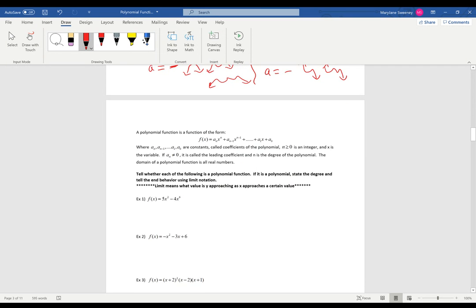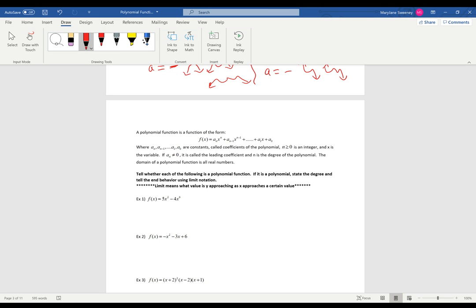Okay, so I say a polynomial is a function. They give that big long equation. Basically, the a's are constants called the coefficients of the polynomial. n is greater than or equal to 0 and is an integer. x is a variable. So they're basically telling you the exponents have to be integers. They can't be fractions.